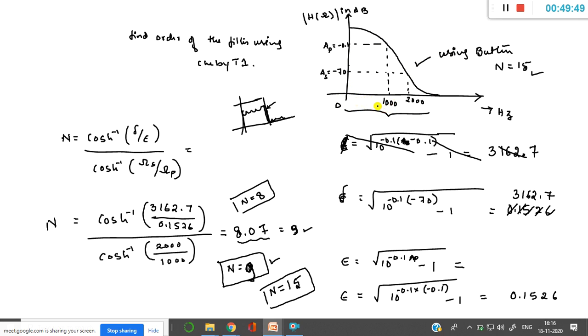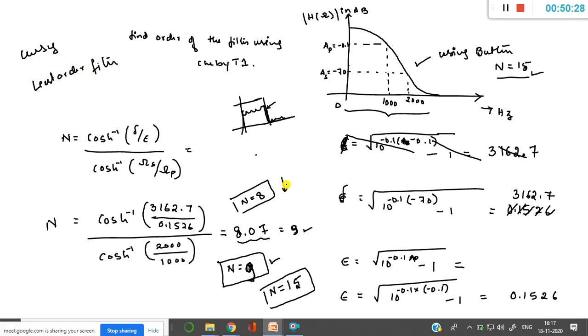Now I need to design the hardware. To design the hardware, I need to know how many L and C components are required. That is what we call the order of the filter. If I make use of Butterworth, I am getting 15 poles, and here I am going to get only 8 poles. By making use of only 8 poles, I can pass all the frequencies ranging from 0 to 2000. That is the meaning here. This is why it is called the Chebyshev filter, the least order filter.